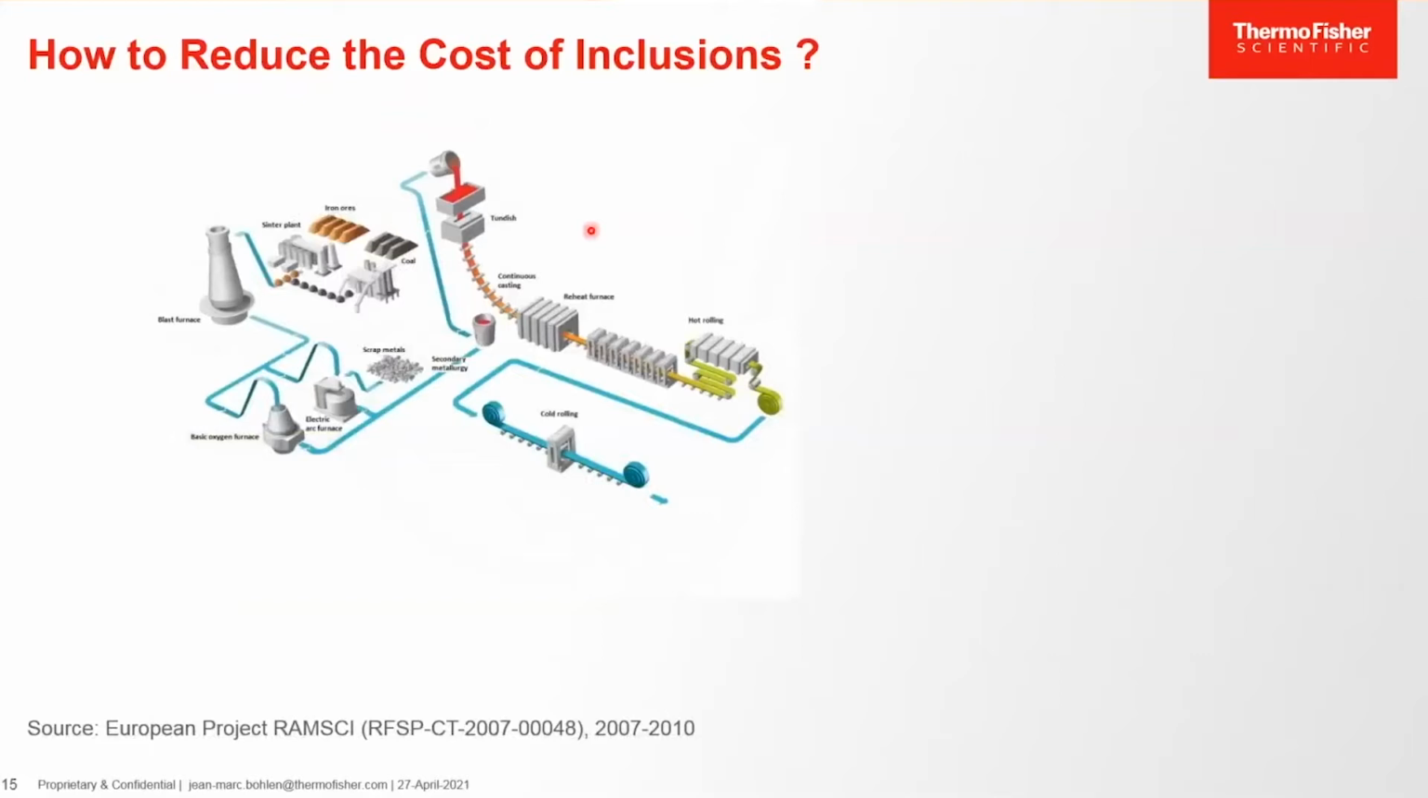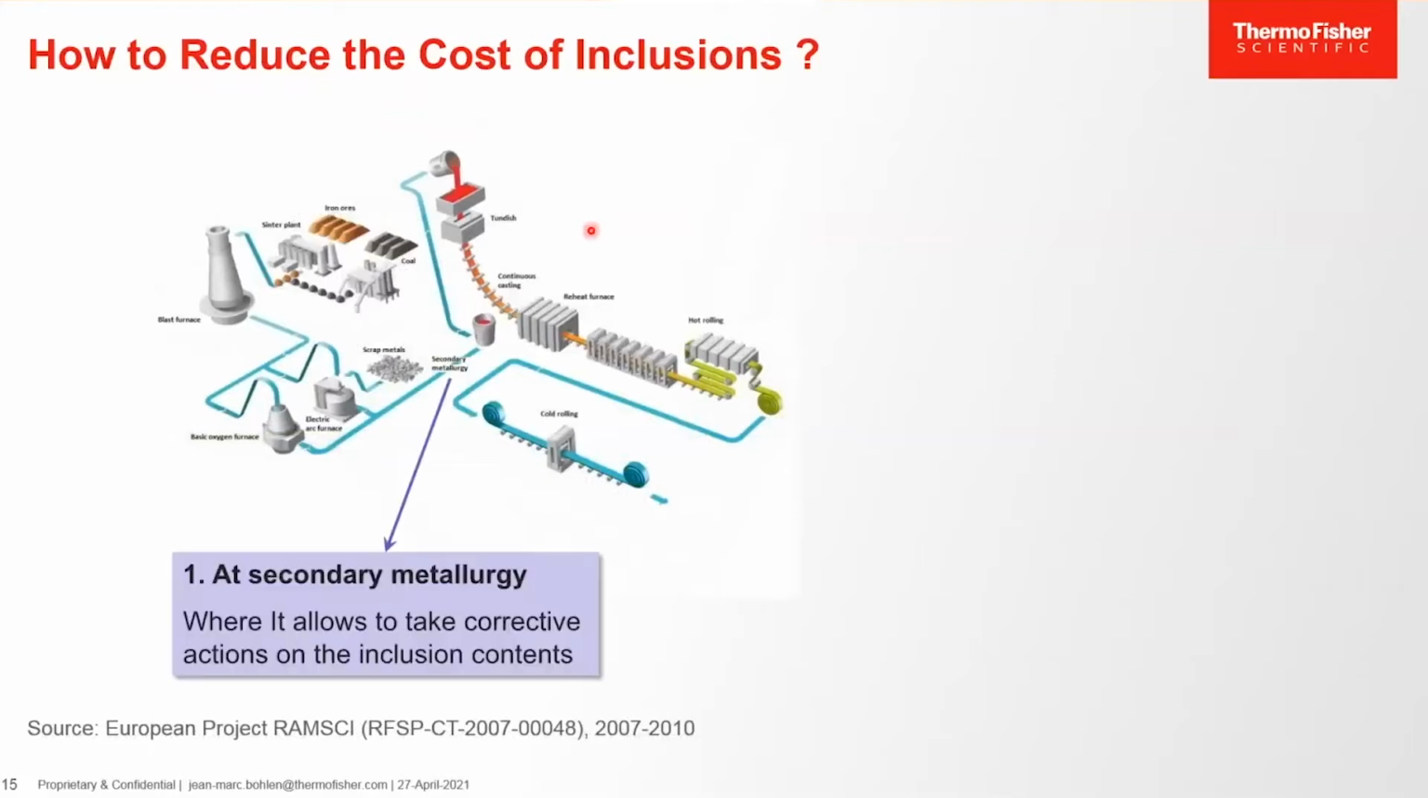The European steelmakers also concluded that the best opportunities for savings on inclusion cost were at secondary metallurgy, where inclusion analysis allows taking corrective action on the inclusion contents. So steel treatments can be adapted in order to correct for bad inclusion contents.